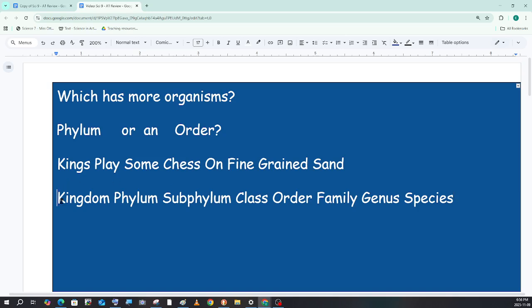All right, and as we go from one level to the next, starting from kingdom, you have fewer and fewer organisms in each category. So now what we have to do is check really quickly which comes first in this order. Which comes first in the sequence? Does the phylum appear first or does order? All right, in this case, phylum does. So that means that the phylum would have more organisms. Okay.